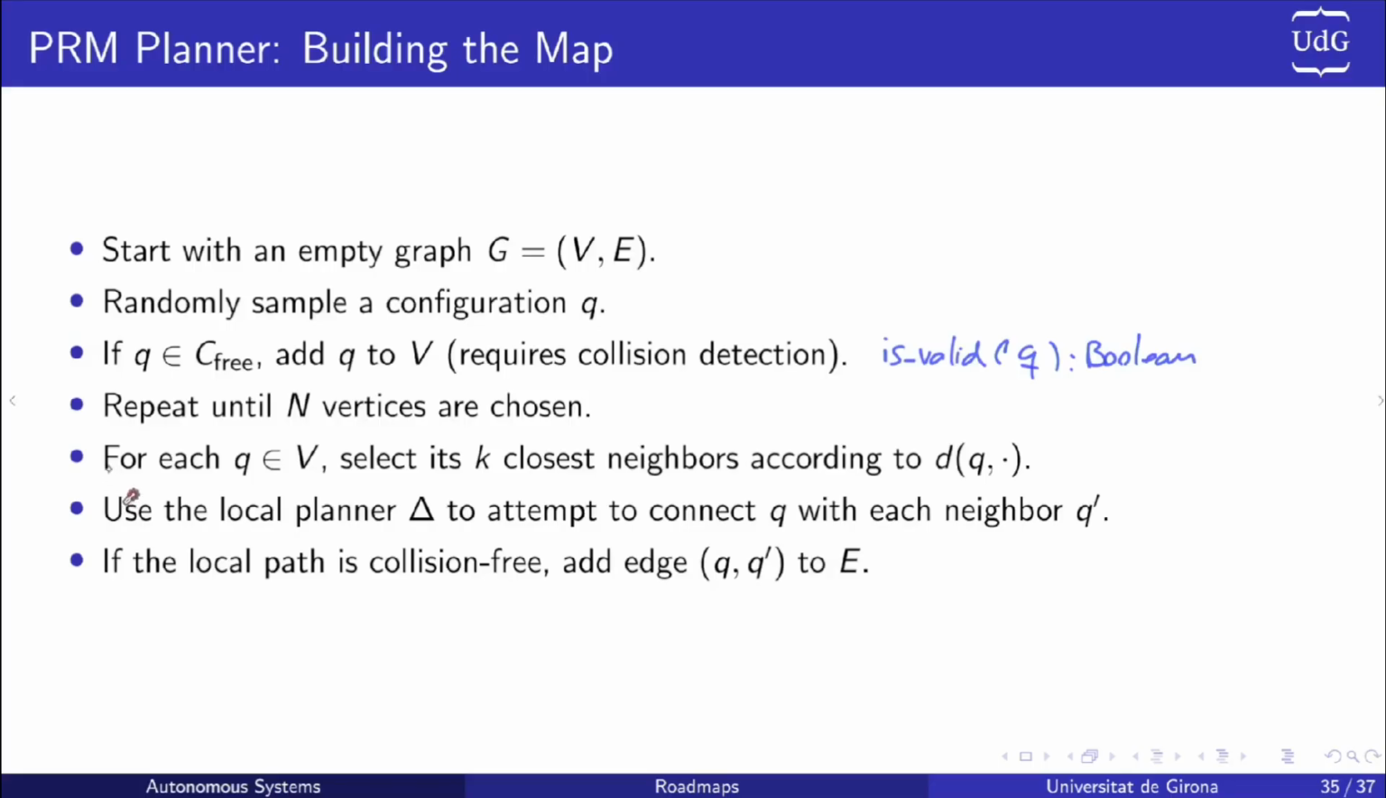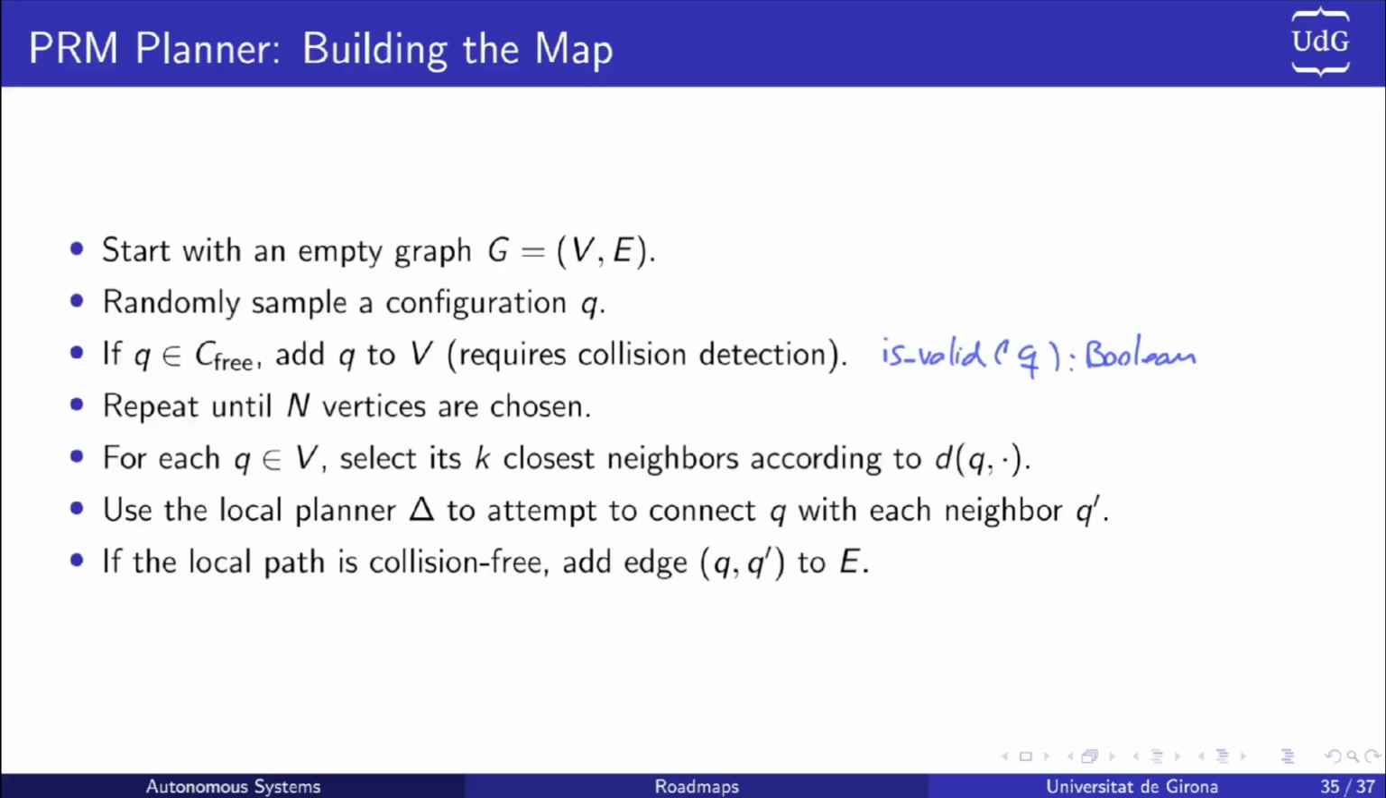But okay, the next step, whenever we have these n vertices, is for each vertex, select its k closest neighbors according to one distance function that you need to define. And then, using a local planner, again the word local planner, as I told you: straight line, discretizing, no collisions, it's fine. Collision, no, it's not good. Then we attempt to connect.